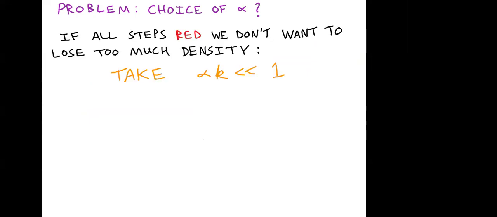There's still a problem. I mean, all this nice storytelling and sounding optimistic is great, but there are some choices to be made. One of them is how much density do you accept to lose in each step? This alpha. So it could be that your enemy just gives you these little decreases in density every time, not too much, and you just do red steps all the way. But you want that at the end of the process, you're still only losing the same kind of factor each time that you did at the start.